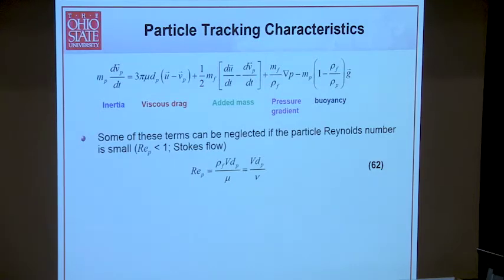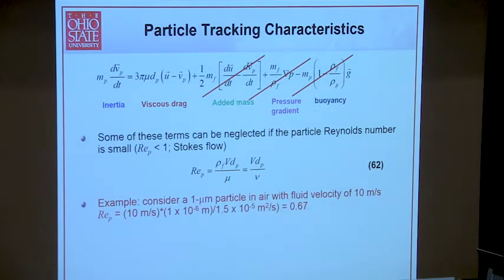Now, let's get rid of these terms. If we have small particle Reynolds number, where the Reynolds number is less than 1, you'll recall from undergrad, this is Stokes flow, we can get rid of all of these. They turn out not to be important, and we could show that, but that's not very interesting. So let's see what constitutes a small Reynolds number. Our Reynolds number is defined as velocity times a length scale over the kinematic viscosity. Our length scale here is the particle diameter. So let's say we take a 1 micron particle in air, moving at 10 meters a second. If you do that, the Reynolds number is 0.67. Reynolds number less than 1, Stokes will apply.